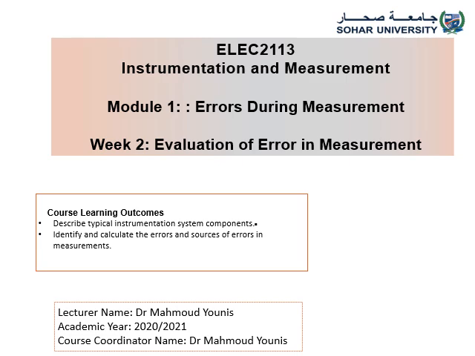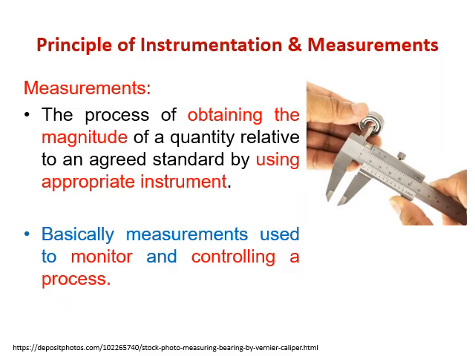And this week we will study the evaluation of error and measurement. Principle of instrumentation and measurement. Let us define measurement here. Measurement is the process of obtaining the magnitude of a quantity and comparing it with an agreed standard by using the proper instrument. Basically, we are using measurement for the purpose of monitoring and controlling a process.